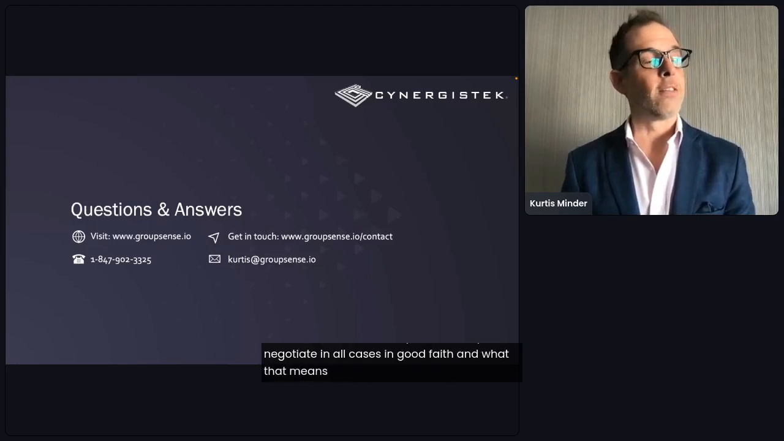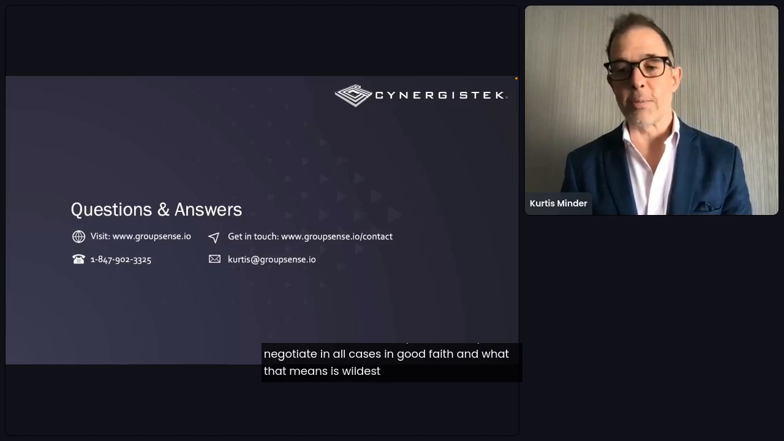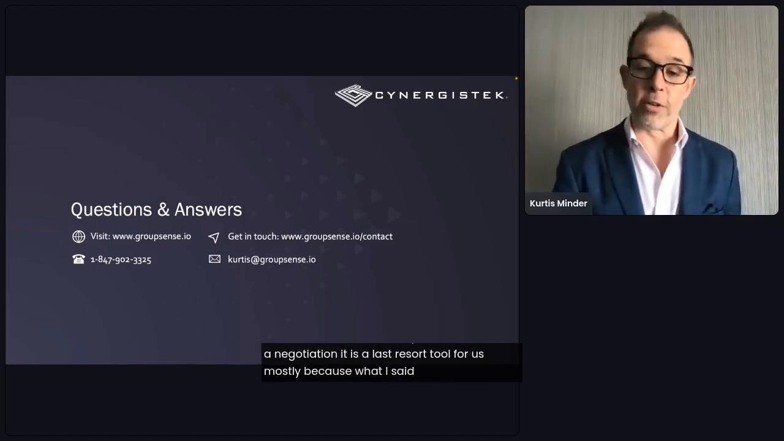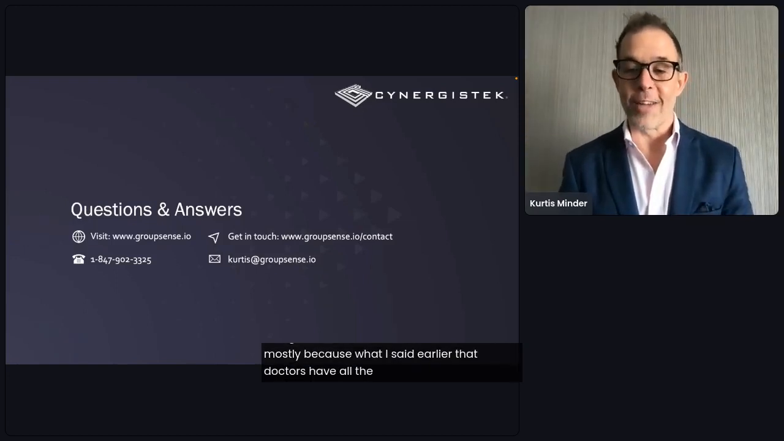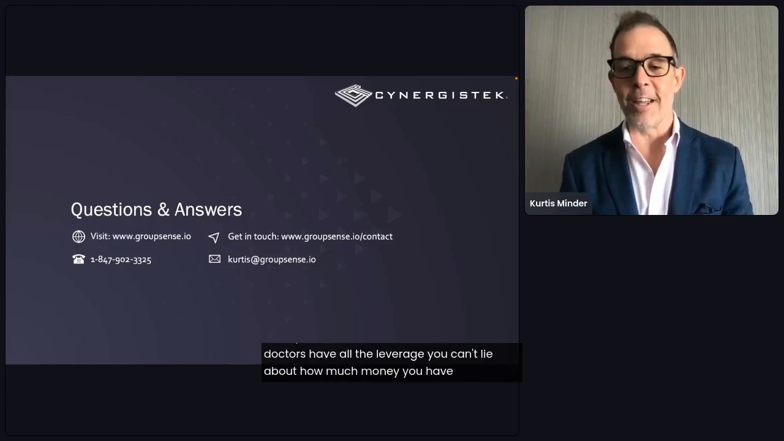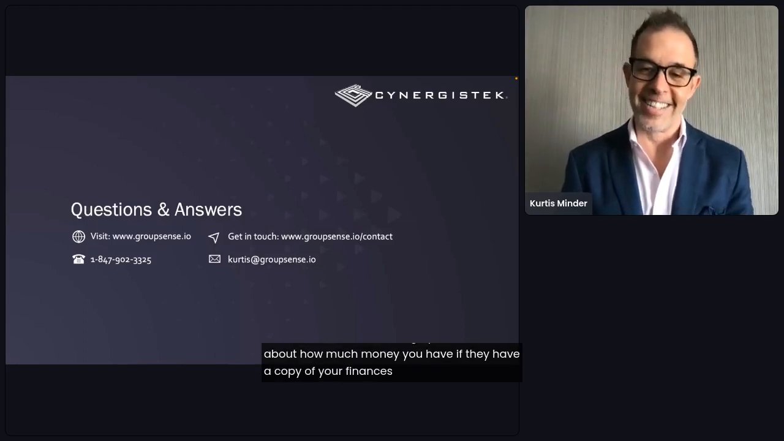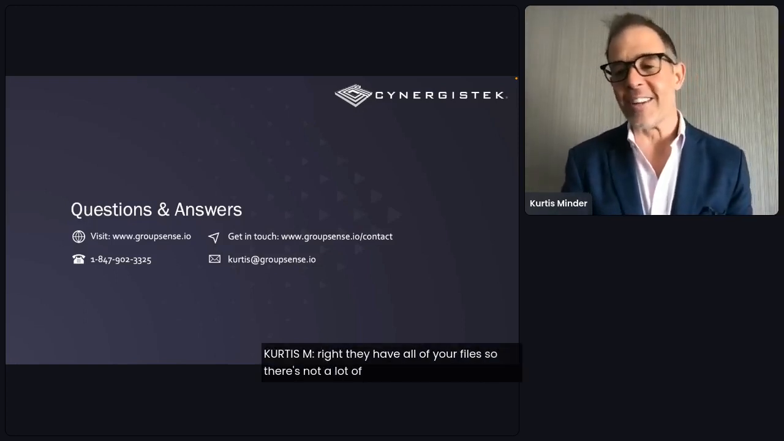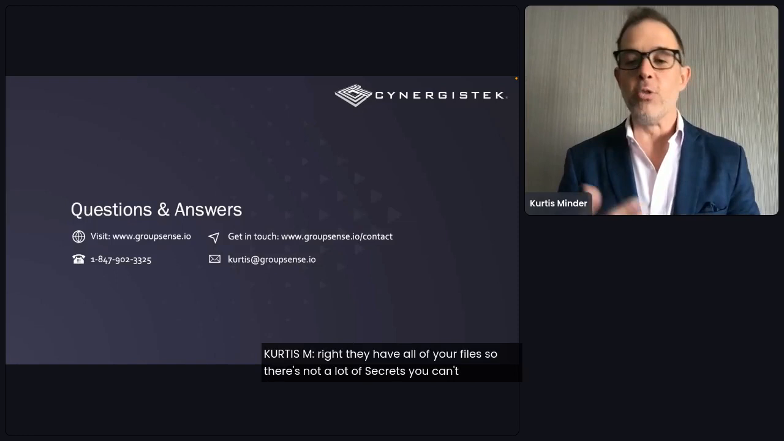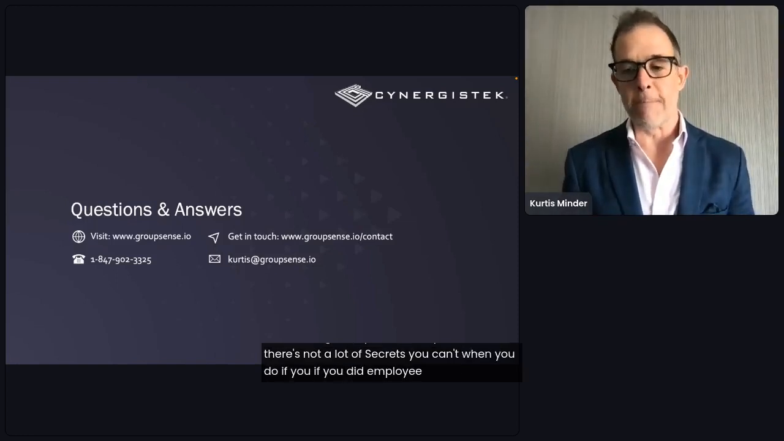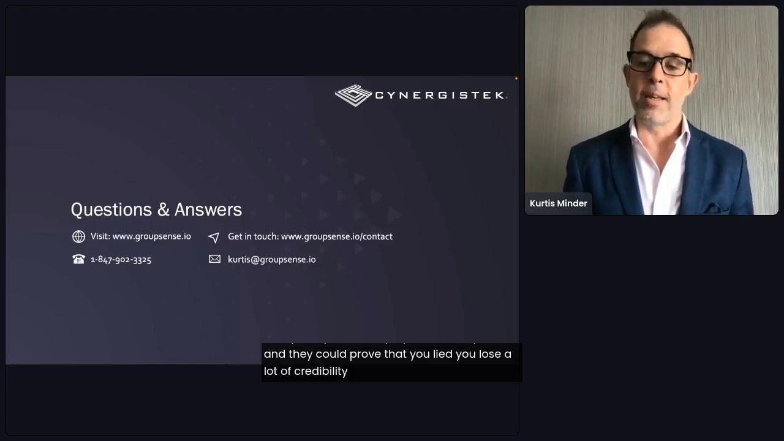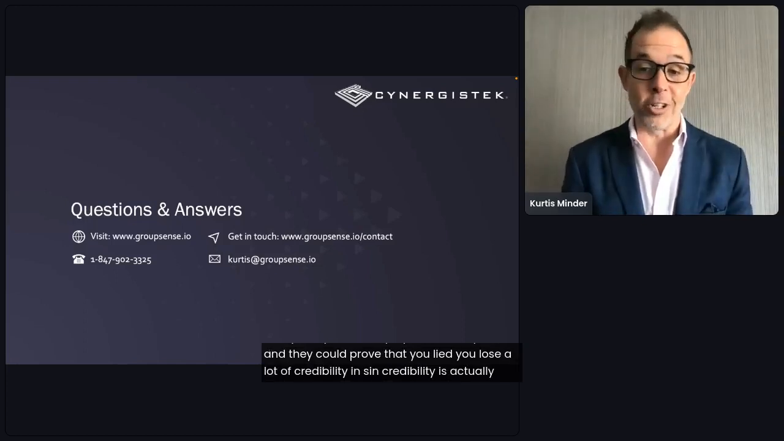And what that means is while deception is a tool in negotiation, it is a last resort tool for us, mostly because of what I said earlier. The threat actors have all the leverage. You can't lie about how much money you have if they have a copy of your finances, right? They have all of your files. So there's not a lot of secrets. And if you did employ some deception and they could prove that you lied, you lose a lot of credibility. And credibility is actually leverage.